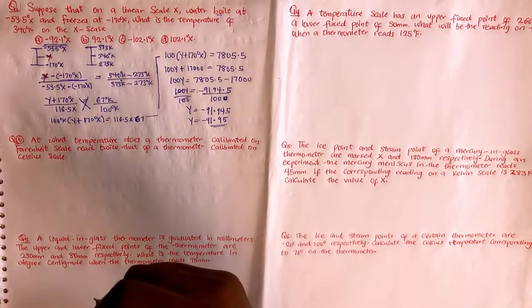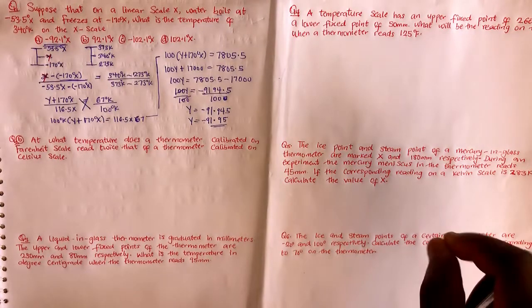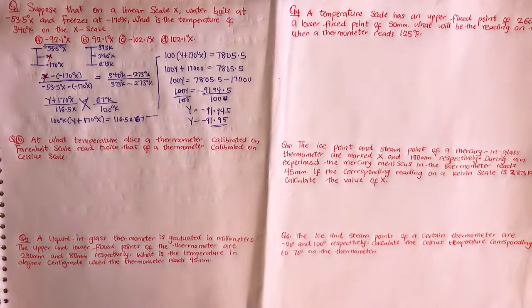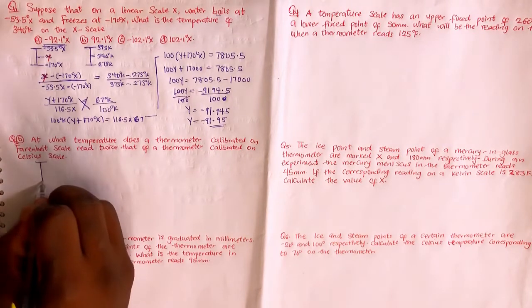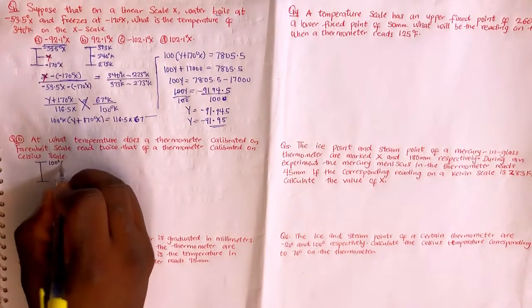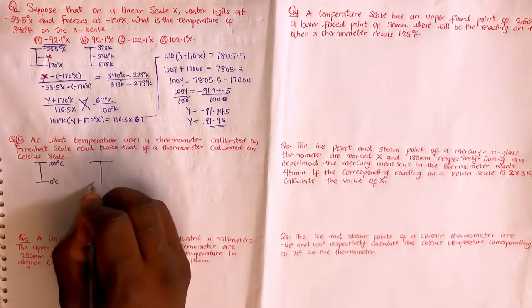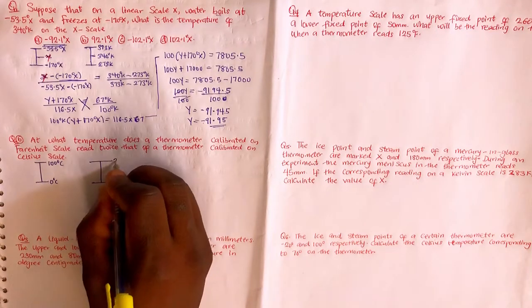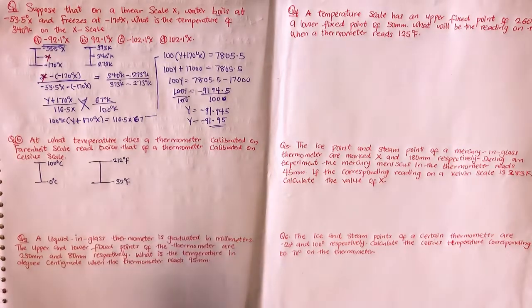Now let's just move to it. At what temperature does a thermometer calibrated on Fahrenheit scale read twice that of a thermometer calibrated on Celsius scale? That means they are talking about two temperature scales here. The first one is the Fahrenheit, and the second one is Celsius. So you can actually compare them together. We know that the upper fixed point for Celsius is 100 degrees C, and the lower fixed point is 0 degrees C. Then that of Fahrenheit, the upper is 212 degree Fahrenheit, while the lower is 32 degree Fahrenheit.